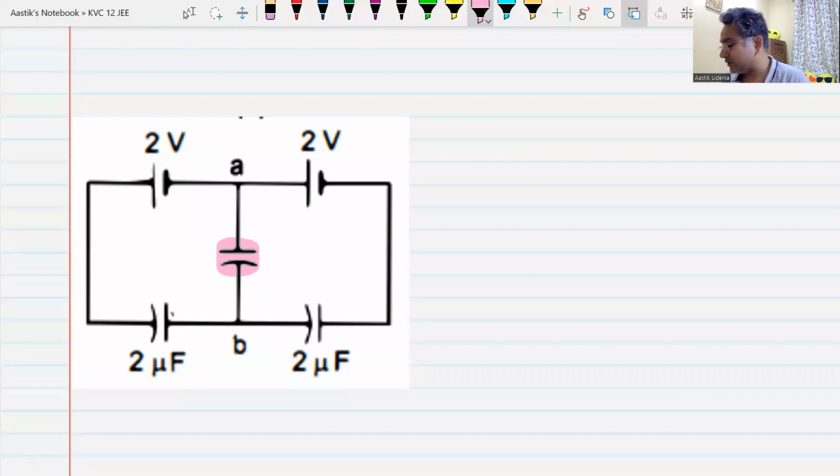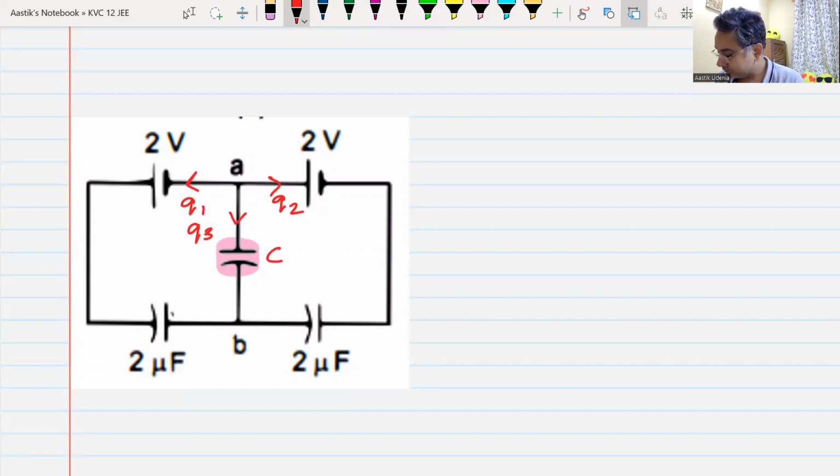I don't know the capacitance of this, but don't worry, if capacitance is not given, probably we will not need it. I will call it C. In any case, I will call this one Q1, this one Q2, and this one Q3 just for the sake of doing it. And then I will try to find out the value of VA, and you'll see because of the particular arrangement what happens. So I go ahead and write the value of VA. VA will be equal to how much? Look at the battery, look at the positive terminal, look at the negative terminal, and tell me what is the value of VA.